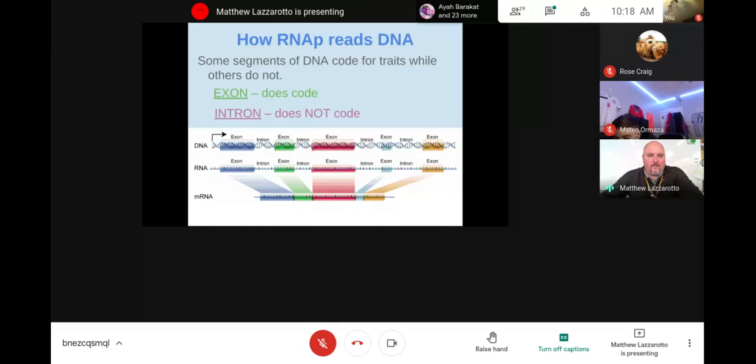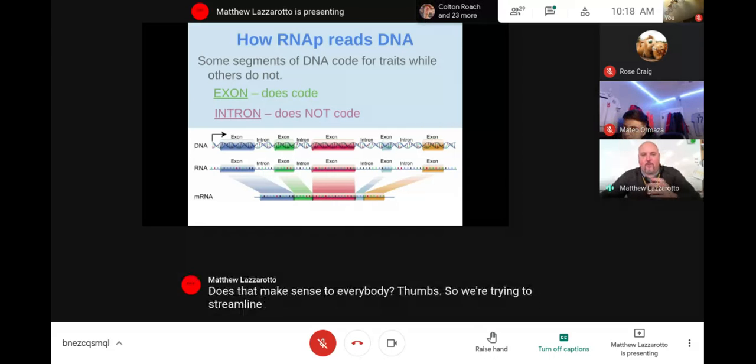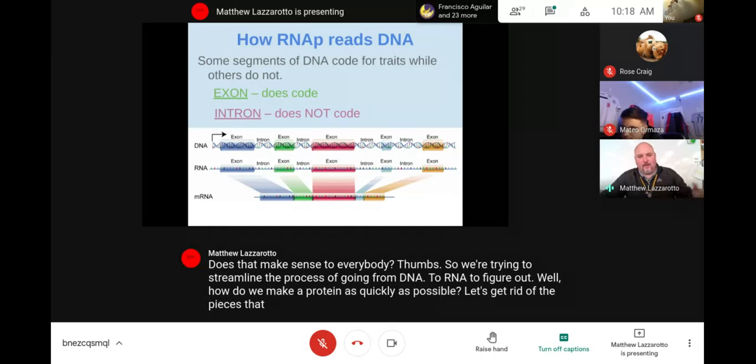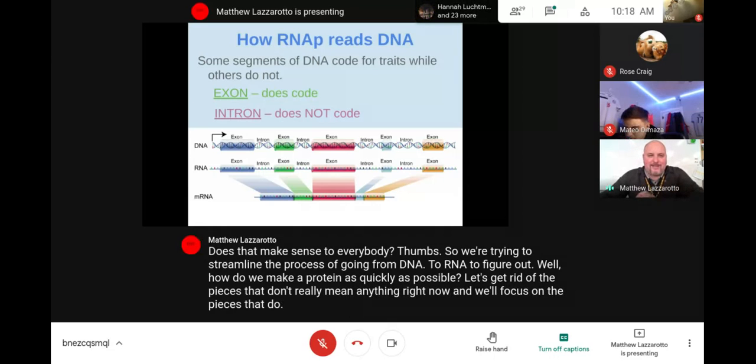Does that make sense to everybody? Thumbs? So we're trying to streamline the process of going from DNA to RNA to figure out, well, how do we make a protein as quickly as possible? Let's get rid of the pieces that don't really mean anything right now, and we'll focus on the pieces that do. So the exons are important.